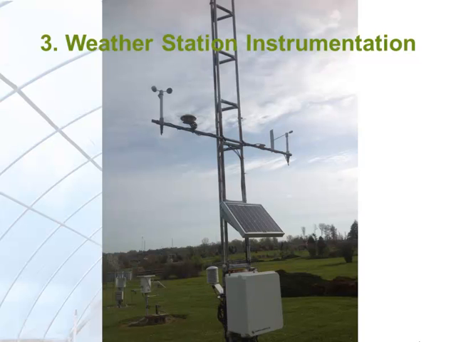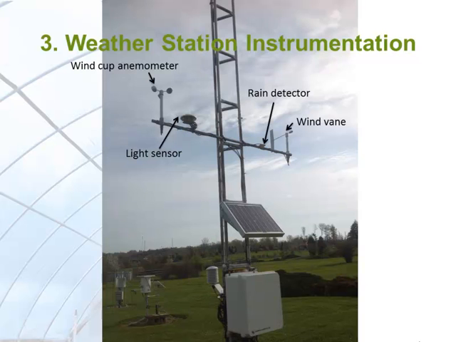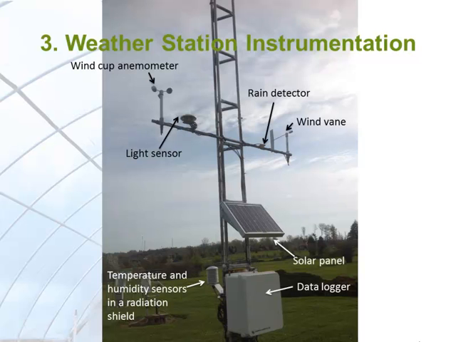Okay, let's go over the sensors mounted on the tower. On the top left is a wind cup anemometer. Next is a light sensor, then a rain detector, a wind vane for wind direction measurement, temperature and humidity sensors in a radiation shield, a data logger, and a solar panel. Even though we did not discuss data logger or a solar panel earlier, they are nice additions for a remote weather station.